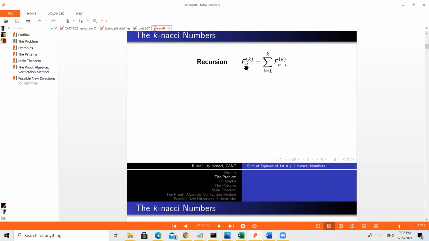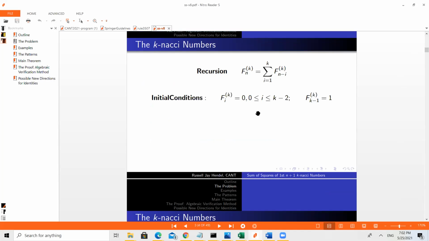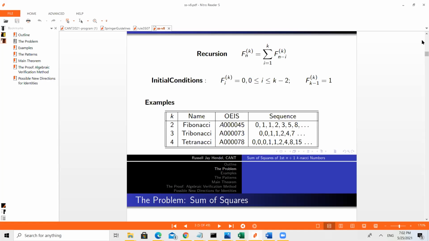So we'll begin. Everyone knows the recursions for the generalized Fibonacci numbers. Each member of the recursive sequence is the sum of the previous k members. K could be 2, 3, 4, 5, etc. What about initial conditions? Well, there are a variety of initial conditions. The first k minus 1 are 0, and the k minus first is 1. And I'll show you examples, and then I'll mention alternatives.